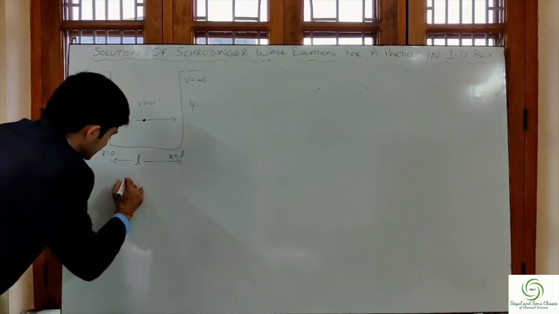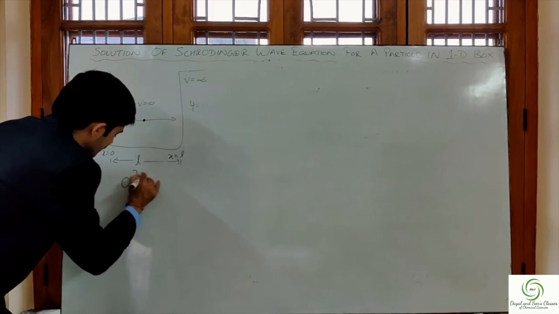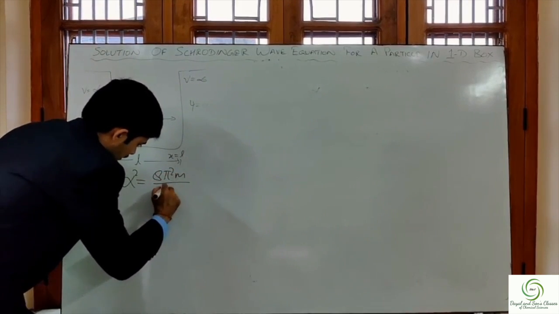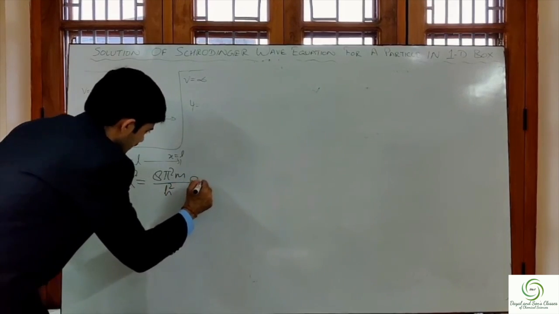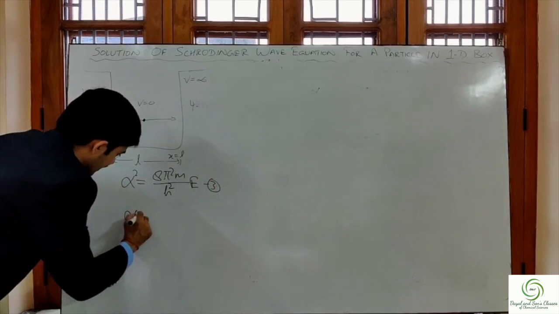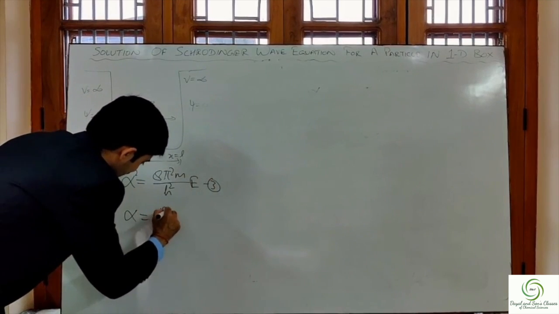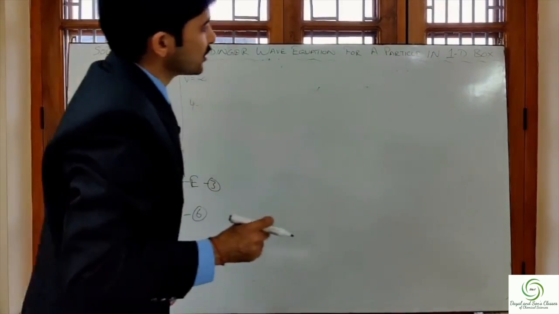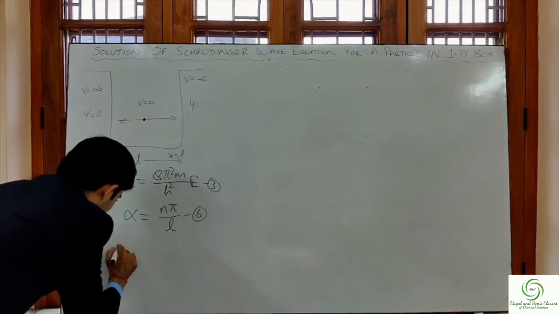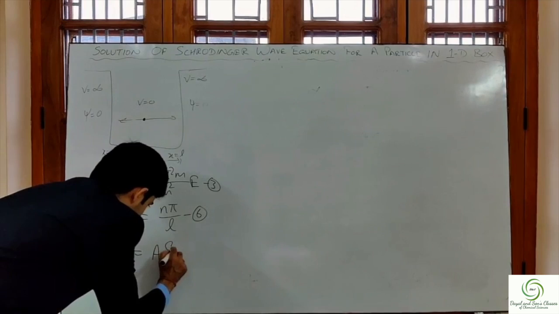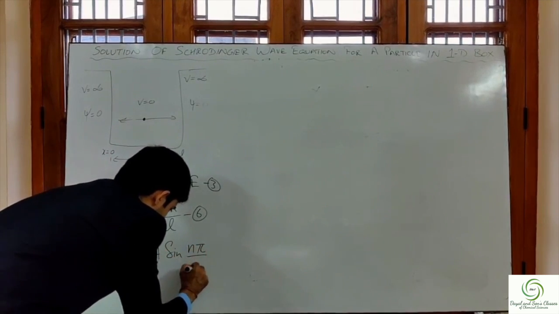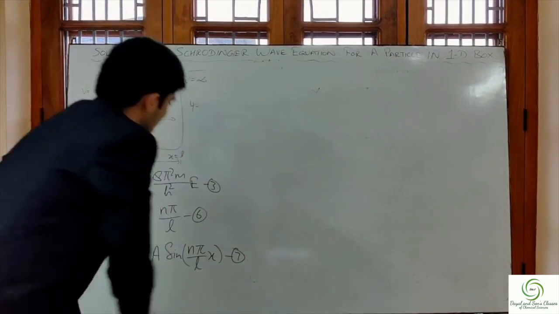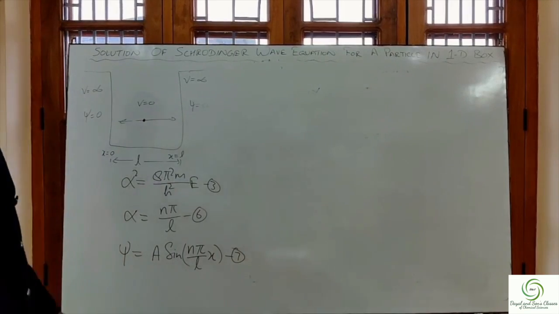So far what we have got: alpha square is equal to 8 pi square m E upon h square. This was equation number 3. Then we also get alpha is equal to n pi upon L, equation number 6, and we got psi is equal to A sine n pi x upon L, equation number 7.